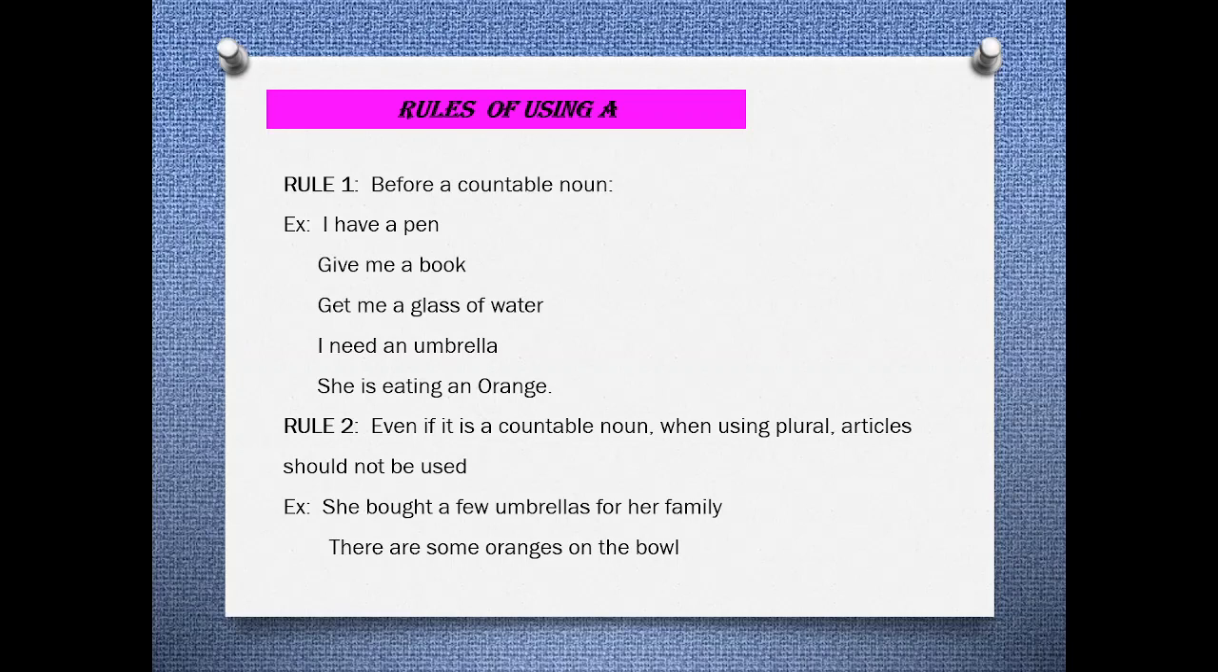So rule 2 is what? Even if it is a countable noun, when using plural, articles should not be used. She bought a few umbrellas for her family. Umbrellas is a countable noun. Even if it is a countable noun, when using plural, articles should not be used. She bought a few umbrellas. There are some oranges on the bowl.